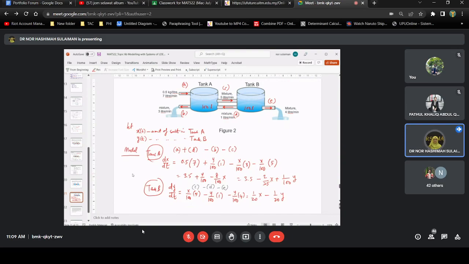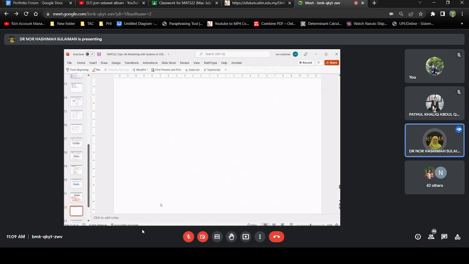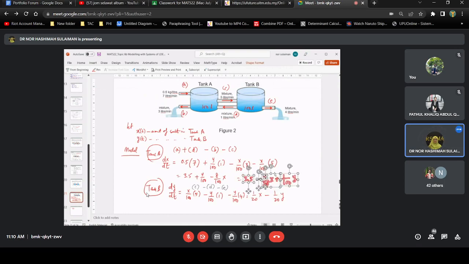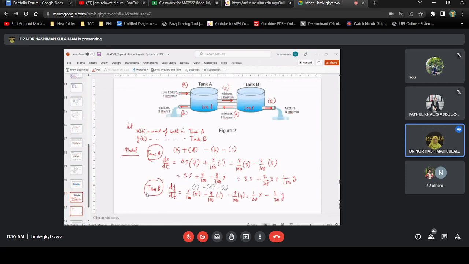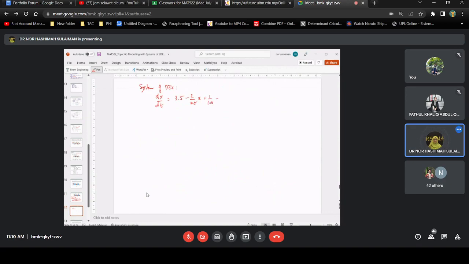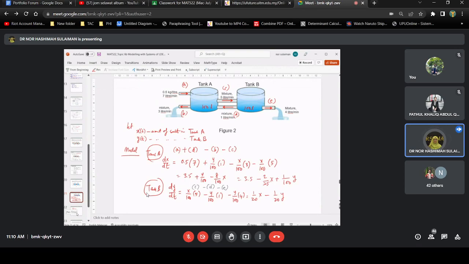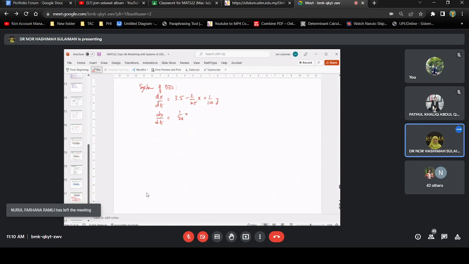Alright, so itu dia. Okay? So, kalau you nak tulis lagi terang, so you buatlah the system of differential equation. Alright, so the equation would be dx dt equals to 3.5 tolak 2 per 25 X, lepas tu 1 over 100 Y. Dy dt sama juga dengan 1 per 20 X tolak 1 per 20 Y. Okay. So this is the solution. Okay, boleh faham?